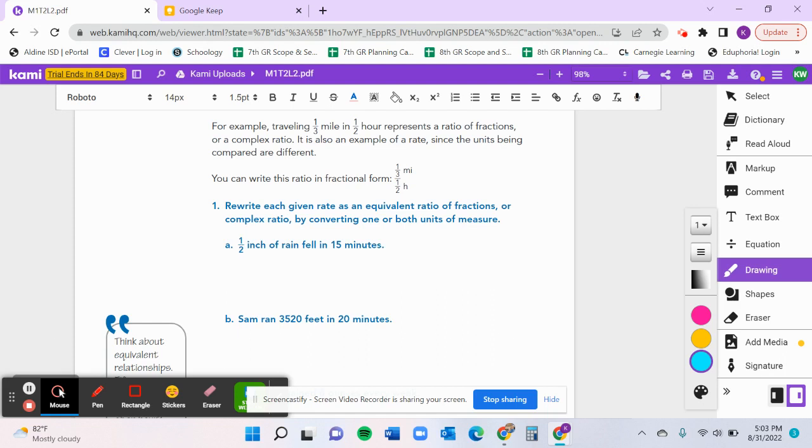Part A. 1/2 inch of rain fell in 15 minutes. To get you thinking, think about 15 minutes compared to an hour would give you what fraction?